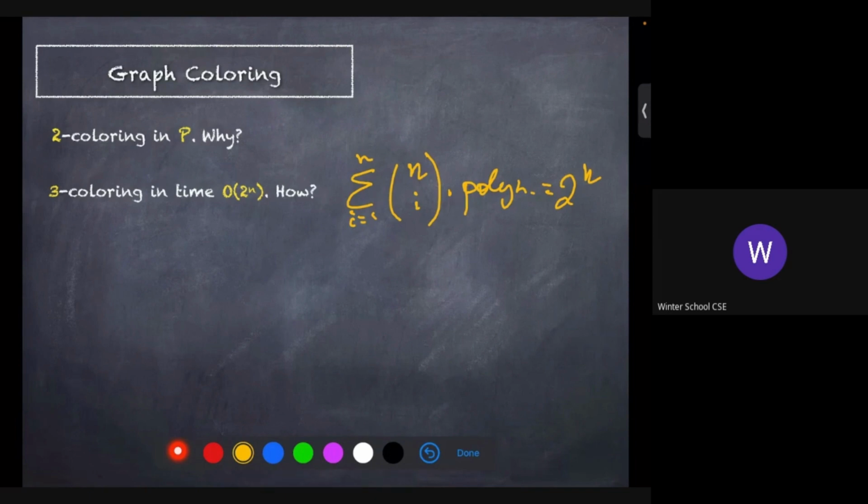Sorry? It's just n choose i. This is called the binomial coefficient.